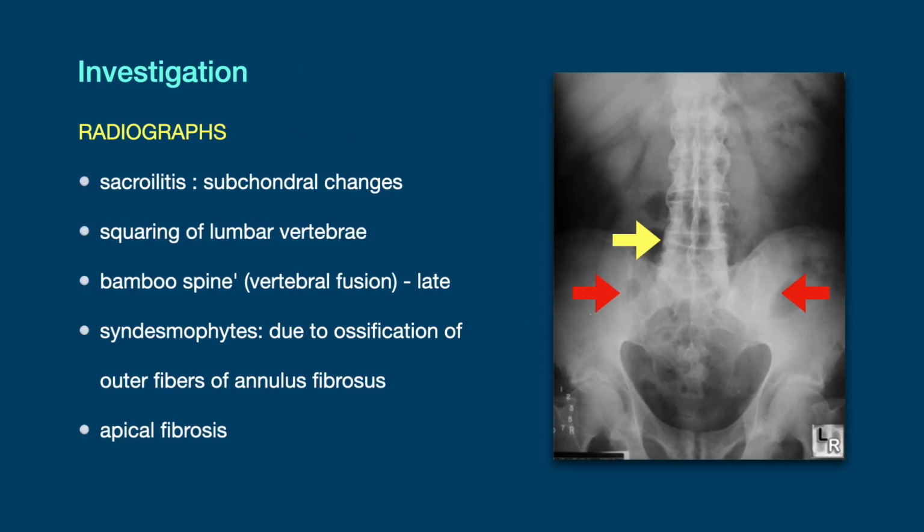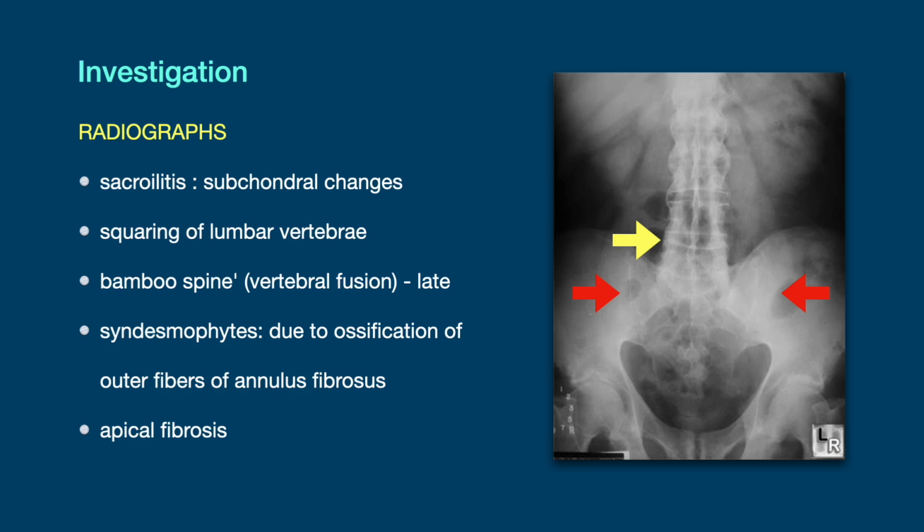Plain X-rays of the sacroiliac joints is one of the most useful investigations to diagnose ankylosing spondylitis. Radiographs may be normal in the early disease, and changes might be seen only in the later part of the disease. Among the changes that can be appreciated include sacroiliitis, which is indicated by subchondral erosions and sclerosis, squaring of the lumbar vertebrae, bamboo spine or vertebral fusion, which can occur late and is quite uncommon, and syndesmophytes, which occur due to ossification of outer fibers of annulus fibrosus.